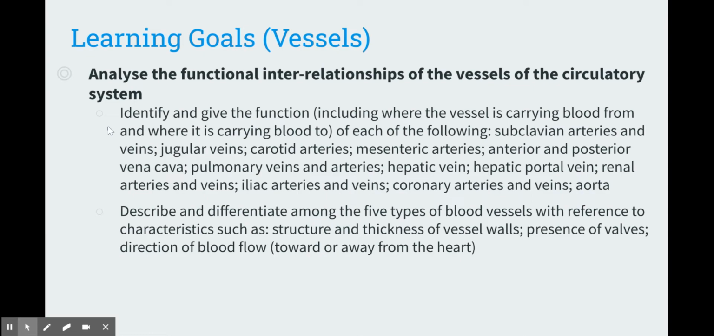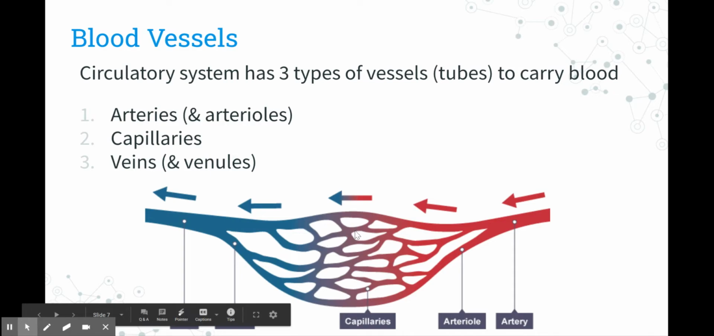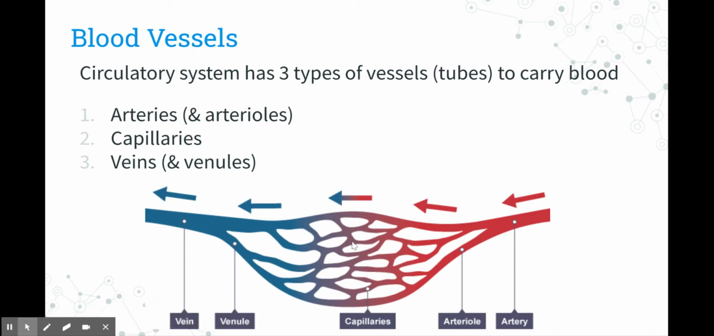You should also be able to describe and differentiate among the 5 different types of blood vessels with their characteristics of their structure, thickness, whether or not they have valves, and the direction of blood flow. The 3 types, or 5 types, depending on how you count them, of blood vessels are the arteries and arterioles, the capillaries, and the veins and venules. Now, blood flows away from the heart with the arteries. Transfer of materials happens in the capillaries, and then blood returns back into the heart through the venules and veins.